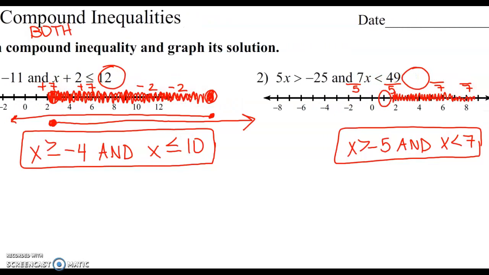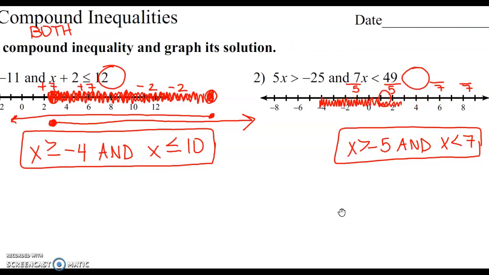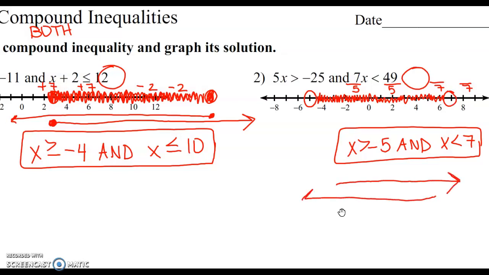Running out of room, aren't I? So here I was, I had this at negative 5, and then I was shading to the right, but I don't get to shade to the right forever because they also had to be less than 7. So that's my graph that represents the numbers that are going to be greater than negative 5 and at the same time less than 7. So the numbers between negative 5 and 7.